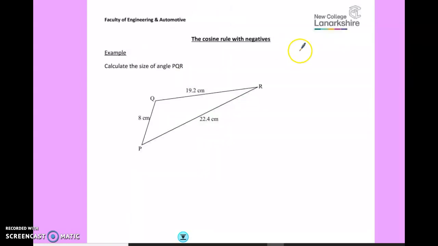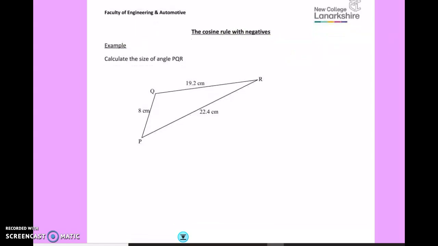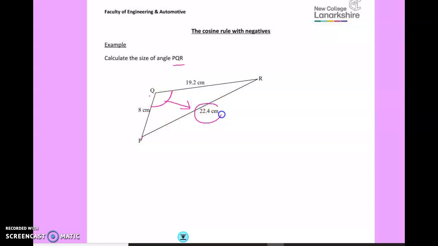Next one then, just to show you what happens with a negative. Okay, we want to find the size of angle PQR. So there's P, there's Q, there's R. So I'm finding this angle here, which as you can see is quite a large angle. Big hint there. So opposite Q is this side here, 22.4. So that's the one that needs to be treated differently.